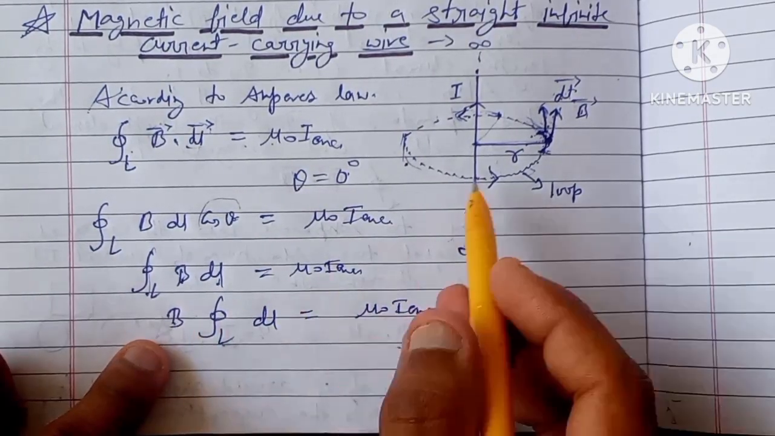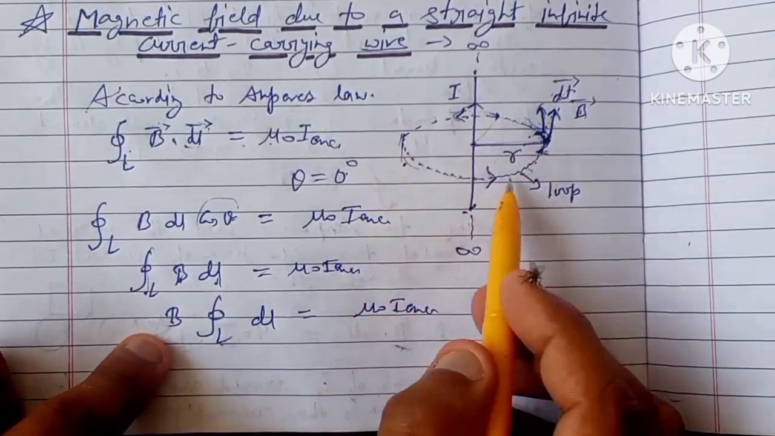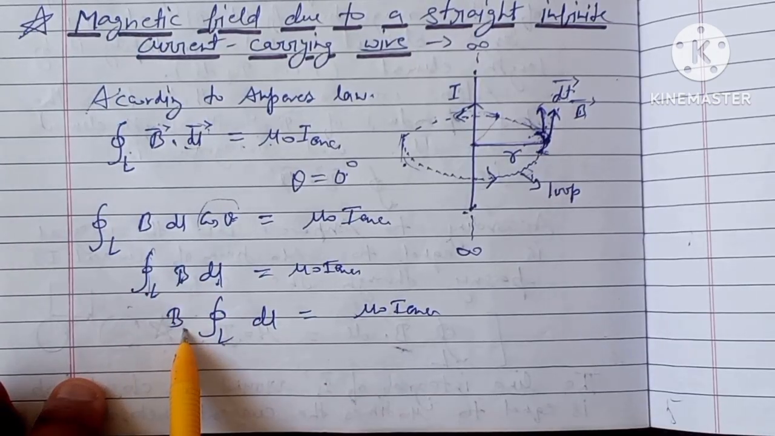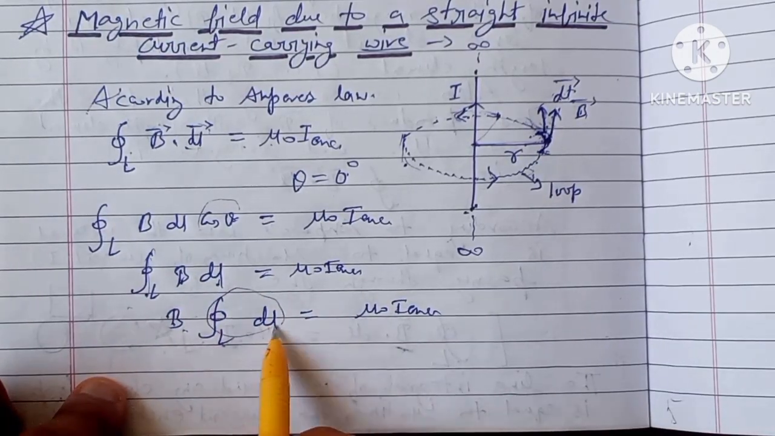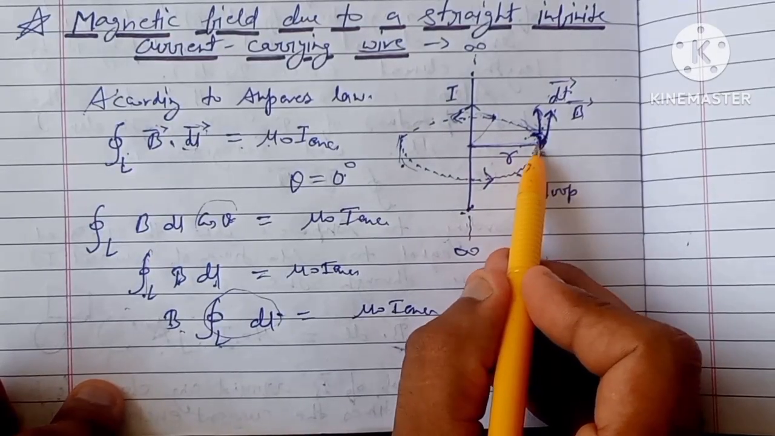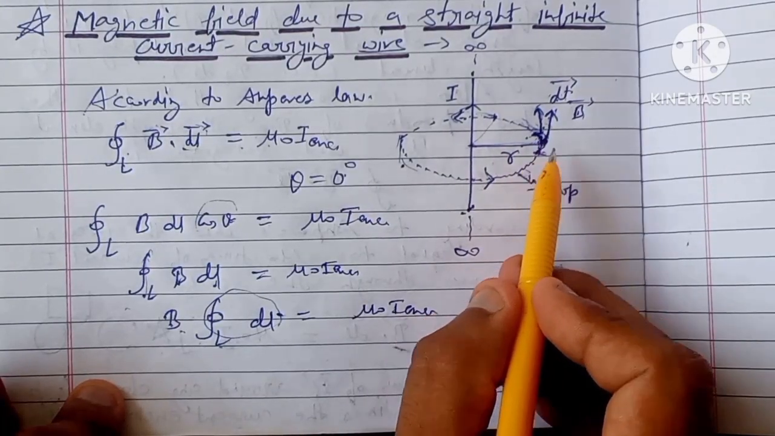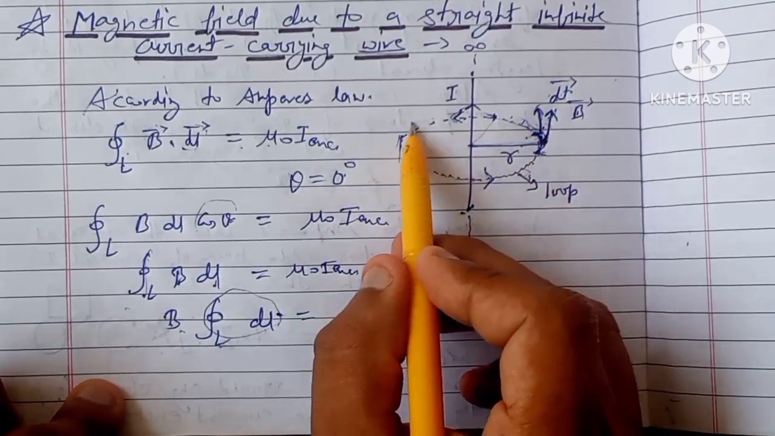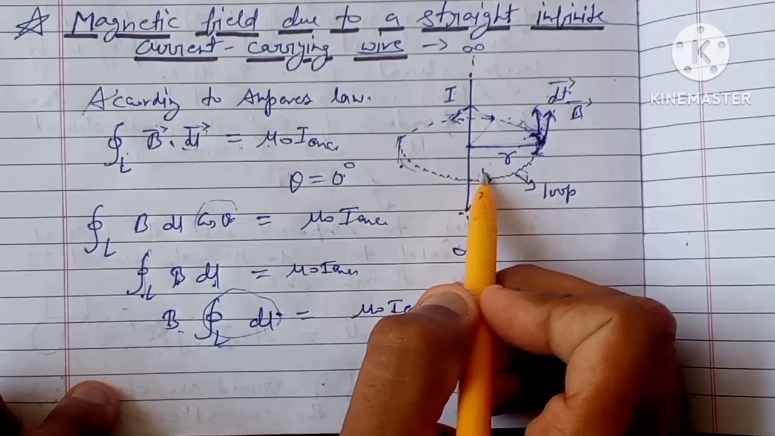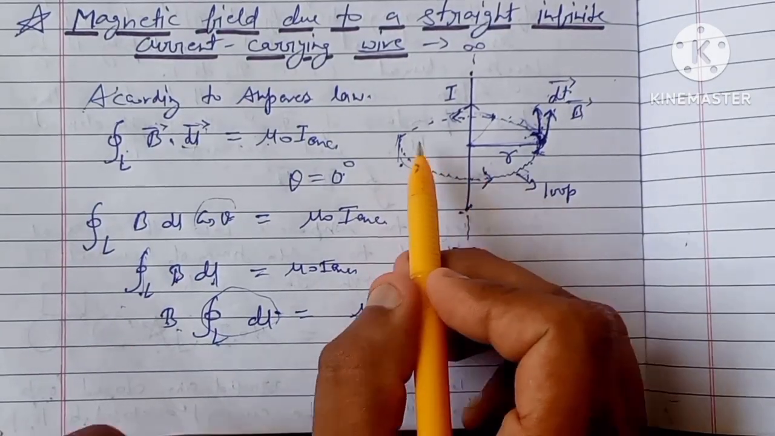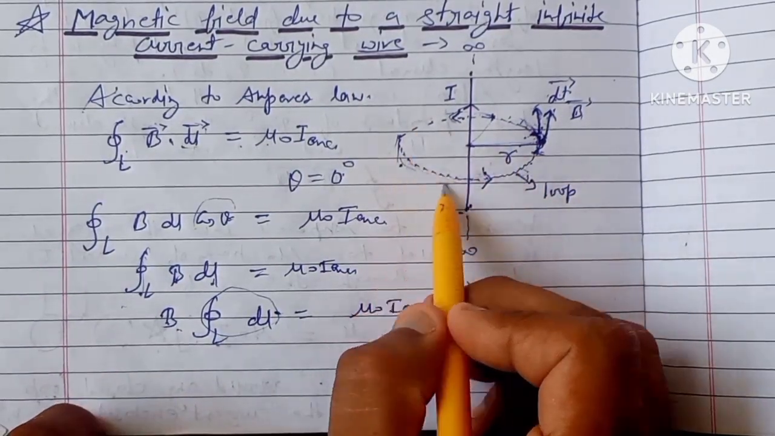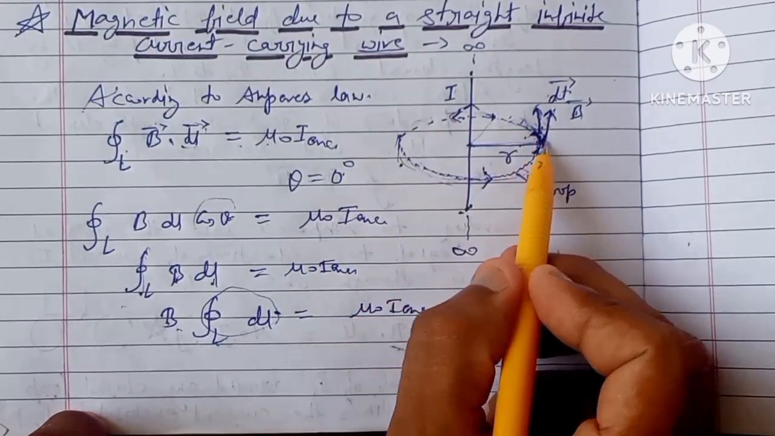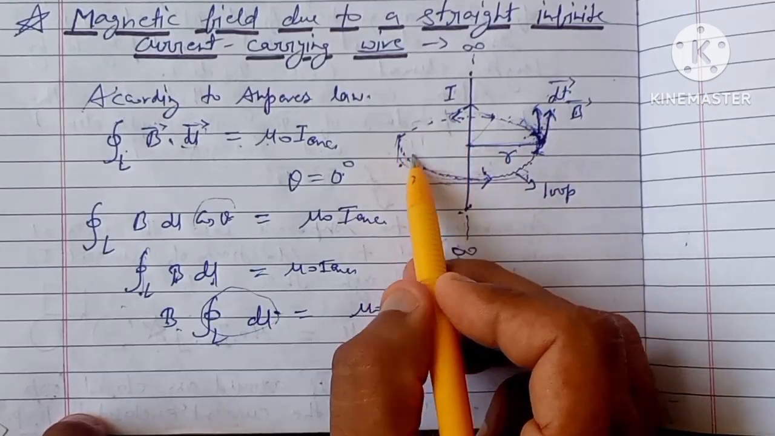Since my magnetic field is the same at the boundary of this loop, you can take this magnetic field out of the integration sign. And now you have to integrate this dl. dl means this small length element. So I will choose a small length element of this loop, and then I will add them. Integration means you are just summing up. So when you add all these dl elements, what do you get?